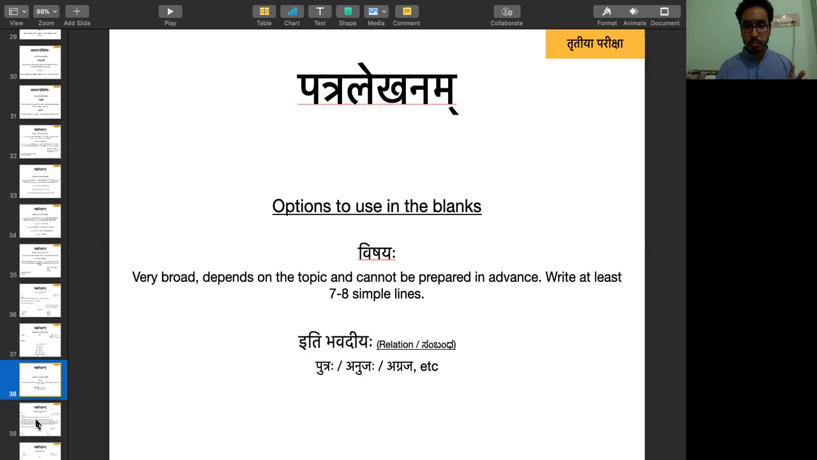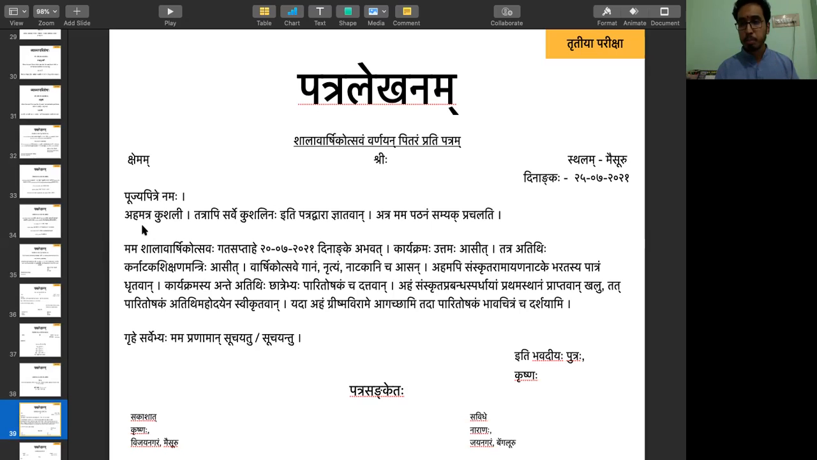Again, model letter. Shala Varshikotsavam Varnayan, describing your school annual day. Pitaram Prati Patram. You are writing a letter to your father. Kshemam Shrihi, Sthalam Mysuru. So you are writing from Mysuru. Dinanka is 25th. So you are writing it today. Pujya Pitre Namaha. My salutations to father. Ahamatra Kushali, Tatrapi Sarve Kushalana iti Patadvara Gnatavan, Atra Mama Pathanam Samyak Prachalati. First thing, these 3 sentences you must and should write.